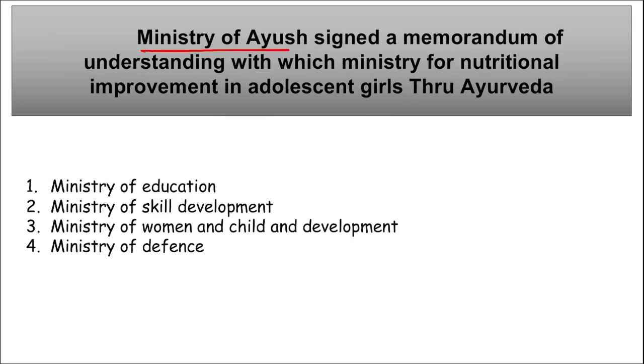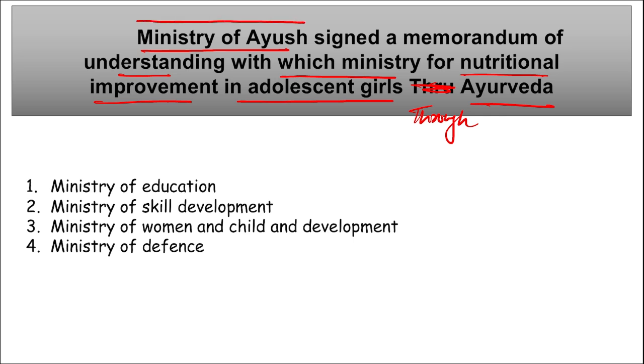Next is Ministry of Ayush signed a memorandum of understanding with which ministry for nutritional improvement in adolescent girls through Ayurveda? So which is that ministry? It is Ministry of Women and Child Development. Right? This MOU was signed in presence of Union Minister Sarbananda Sonowal of Ministry of Ayush and Union Minister Smriti Irani of Ministry of Women and Child Development.